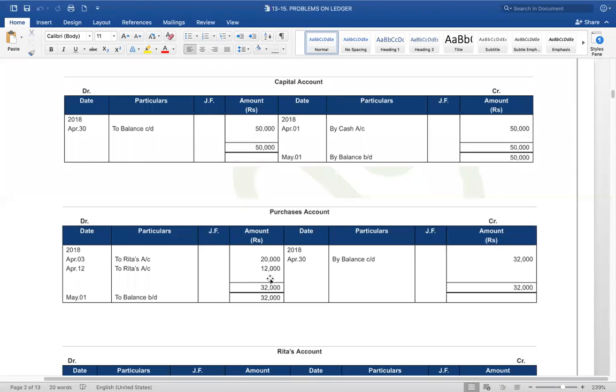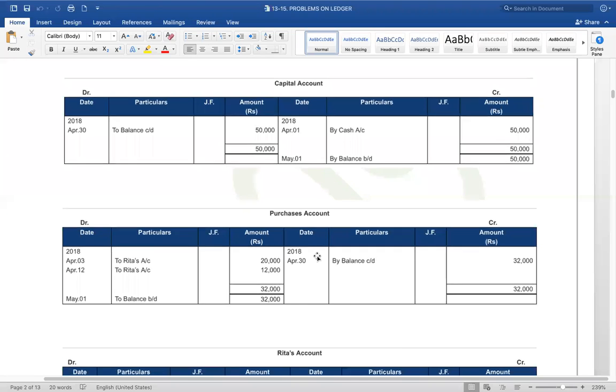So to make the total of debit and credit equal, we put the difference amount. The difference is 32,000, as there is no amount at all on the credit side. So 32,000 we write, and against that we write by balance carried down, and we write April 30, the last working day, the last accounting period day, and bring that to the next accounting period. On the first day of the next accounting period, write to balance brought down 32,000. Okay, that's it. Purchases account is closed.